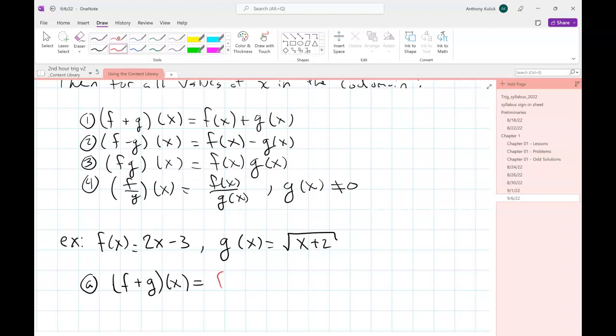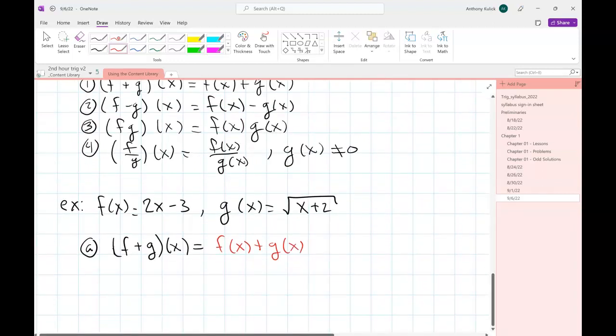Well, from our definition above, I know I can just write that as f of x plus g of x. And I know f of x is 2x plus 3, and g of x is square root of x plus 2.